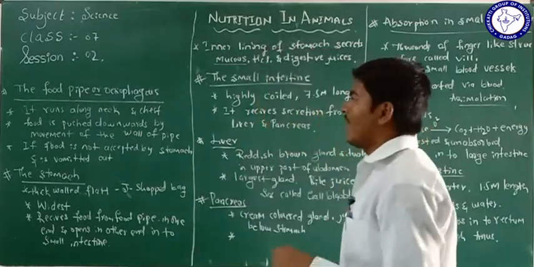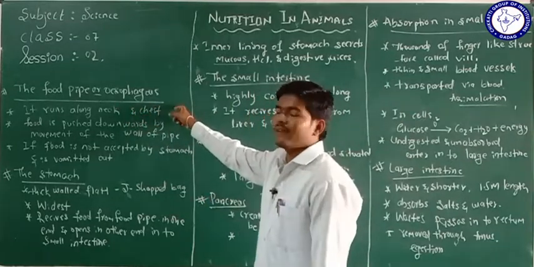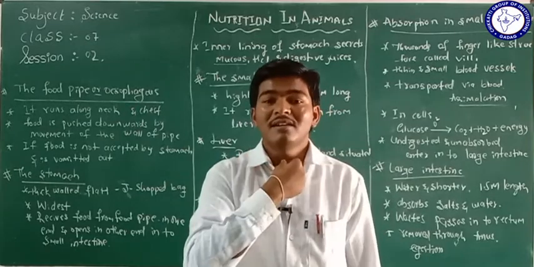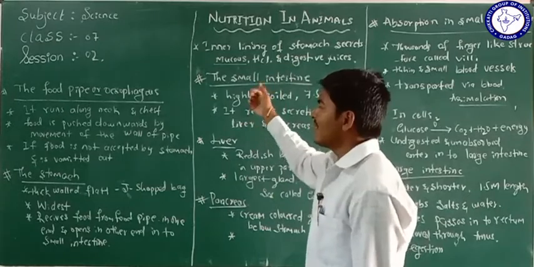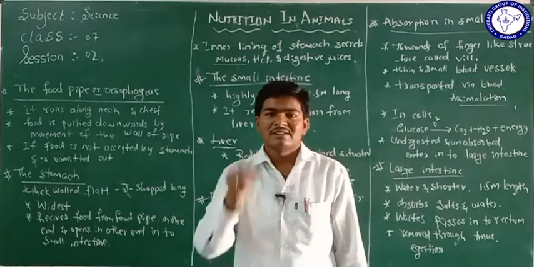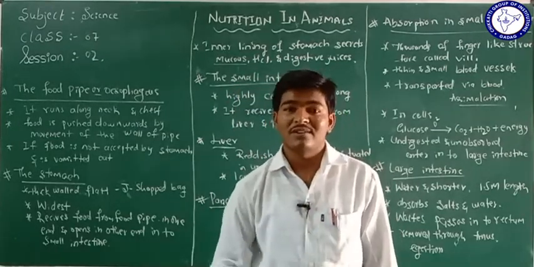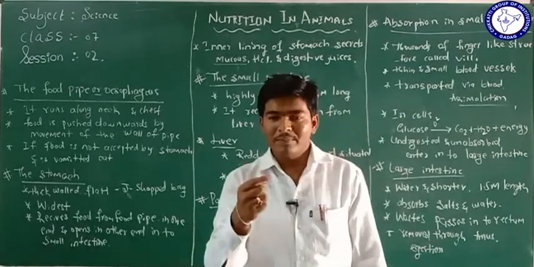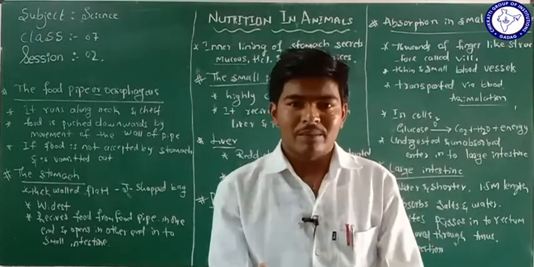So see here, after the buccal cavity the food enters the food pipe or esophagus. After the buccal cavity the digested food, or the grinded food, enters into our food pipe. A food pipe is a pipe like structure. It starts from the neck and runs towards the stomach. Have you understood? It is a pipe like structure, starts from our neck and runs towards our stomach. So when the food enters into the food pipe, it will be pushed downwards by the movement of the wall of the food pipe. Have you understood?